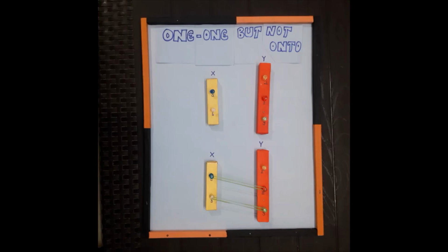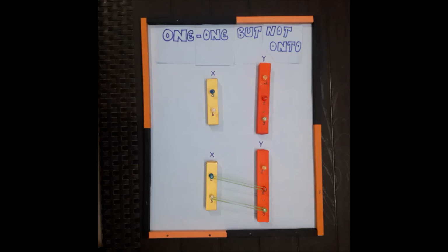A function is said to be a one-one function or an injection if different elements of x have different images in y, whereas a function is said to be an onto function or a surjection if every element of y is the pre-image of some element of x.